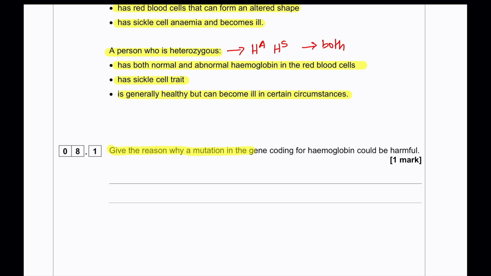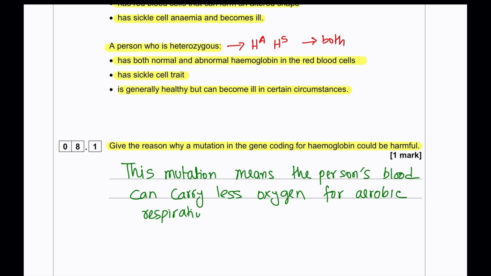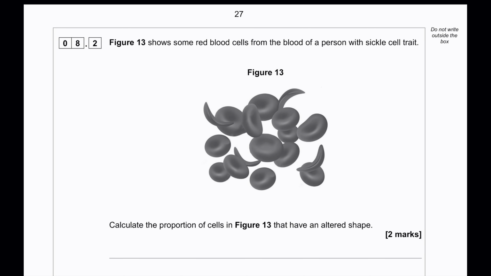Give the reason why a mutation in the gene coding for hemoglobin could be harmful. This mutation means the person can carry less oxygen for aerobic respiration. Figure 13 shows some red blood cells from the blood of a person with sickle cell trait. So again, sickle cell trait means the person has HA and HS, means the person is heterozygous.